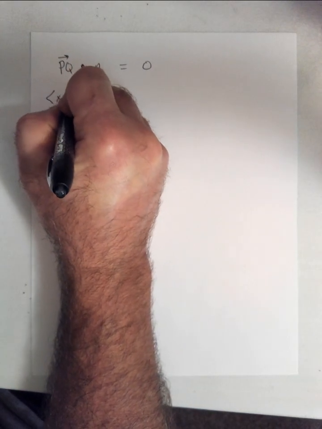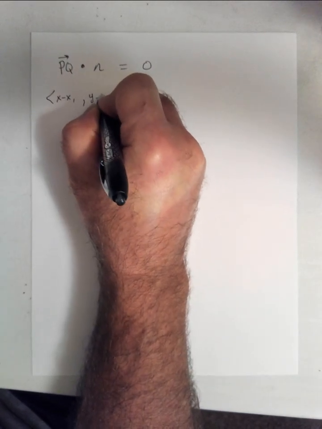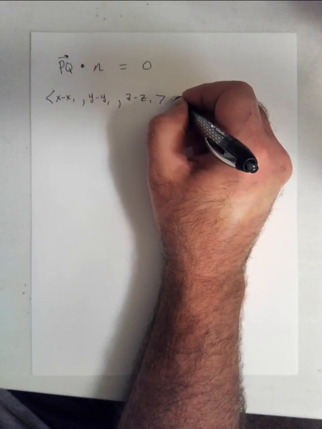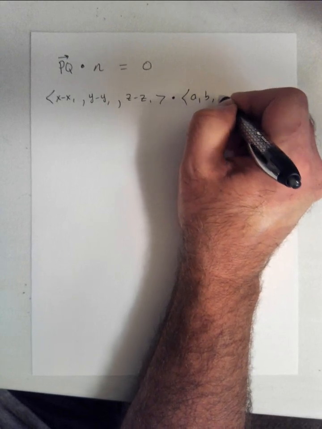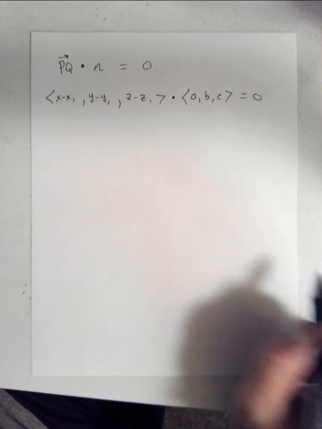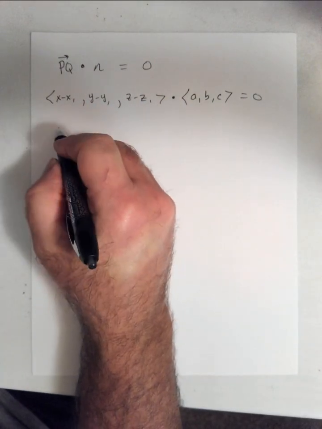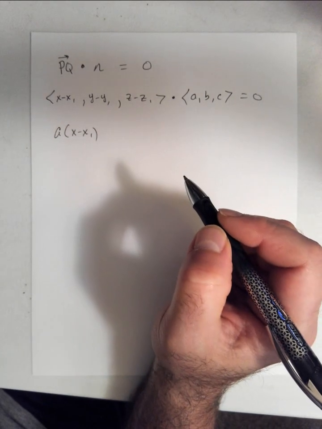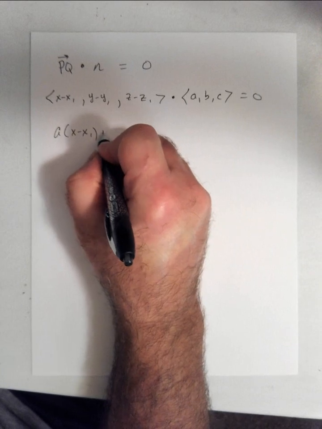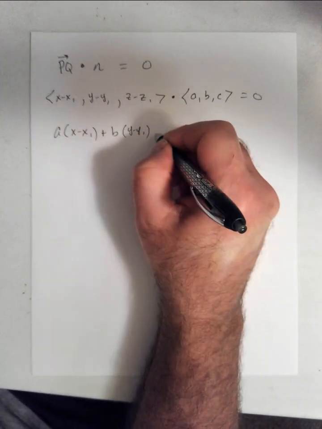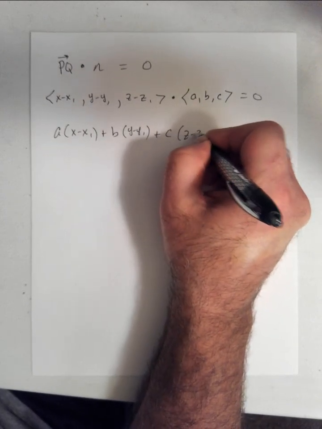So again, PQ is x minus x1, y minus y1, and z minus z1. And my normal vector, we said, was just a, b, and c. So when we calculate the dot product, we get a times x minus x1 plus, remember the dot product's a number, b times y minus y1 plus c times z minus z1.